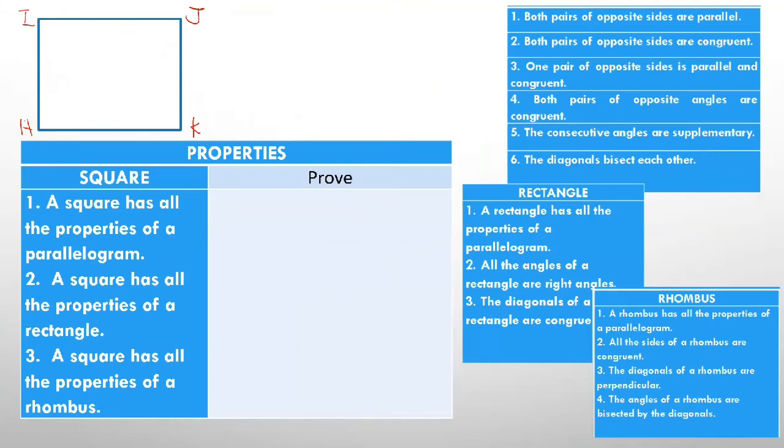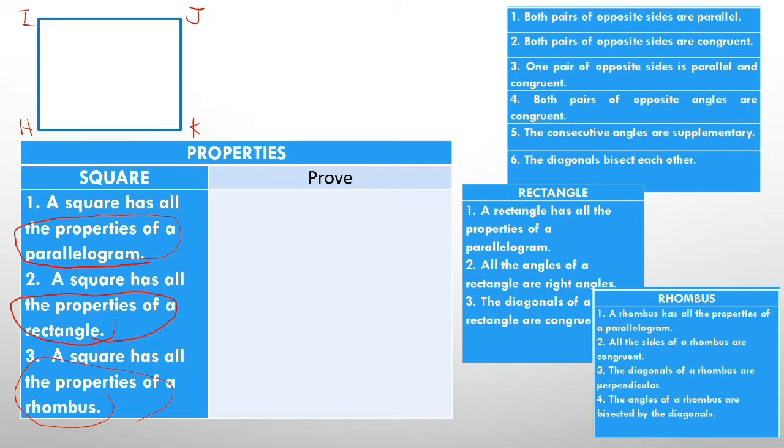A square has all the properties of a parallelogram. Therefore, we must have the 6 properties of a parallelogram also in the square. Next, a square has all the properties of a rectangle, so the properties of a rectangle should also be seen in the square. And next, a square has all the properties of a rhombus, so whatever the properties of a rhombus are, the square should have them too. Now, let's have the square first.